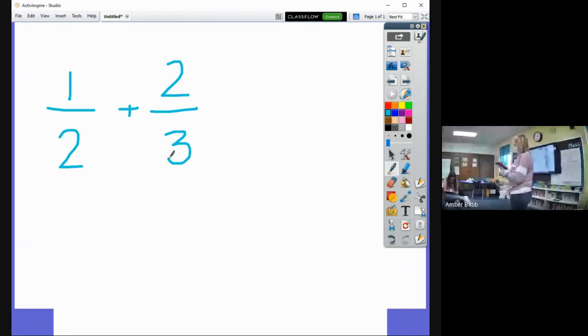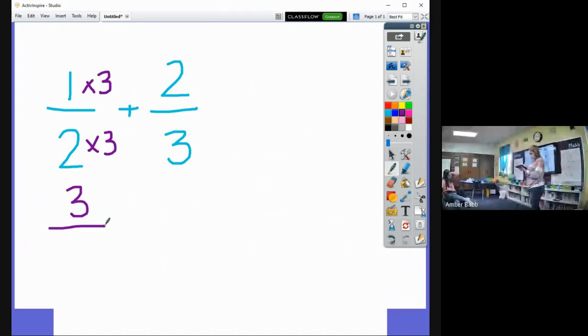6. Parker wants to go for 6. Do you guys like that idea? Yeah. Okay, what can I do to my first fraction, the 1/2, to get it to have a 6 denominator? Times 3 is what I'm hearing, and whatever I do to the bottom, I've got to do to the top. So 1 times 3 is 3, and 2 times 3 is 6.